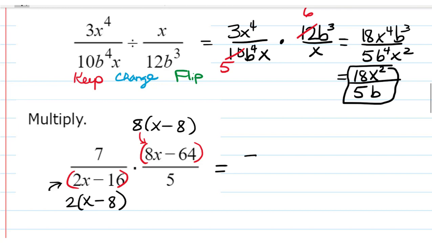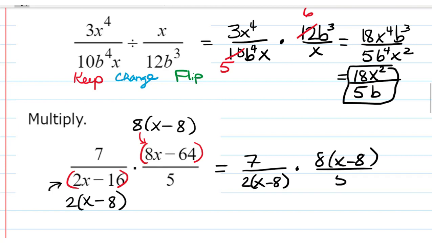So I'm going to rewrite this as 7 over 2 times x minus 8 times 8 times x minus 8 over 5. And then I'm going to proceed like I have in the previous problems. I'm going to multiply straight across, but before I do, see if I can reduce anything.